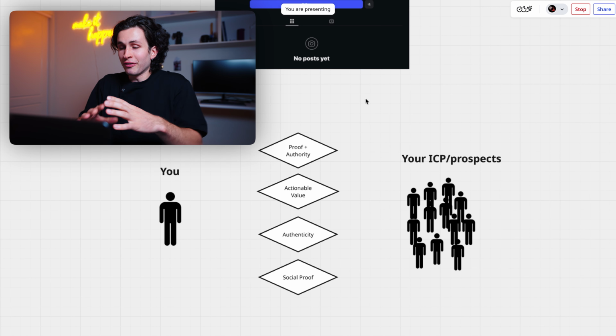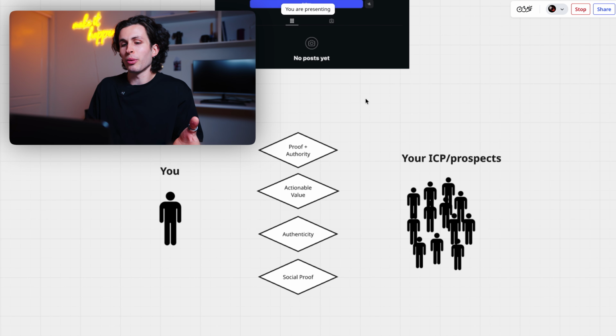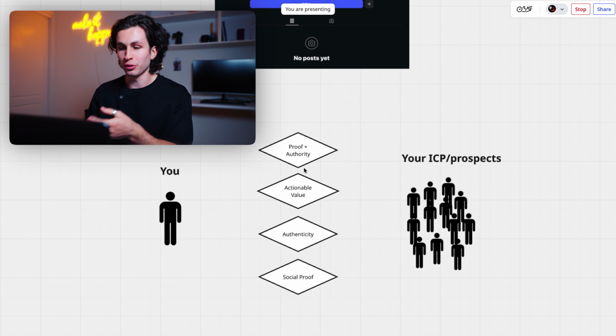And so this is a visual representation of where you actually are right now. This is you, and this is your prospects and your ideal clients. And you've built a wall between you and your prospects and everything that you actually have right now. You have the proof and authority. You have actionable value that you can share with your ideal clients. You have authenticity and you have social proof.